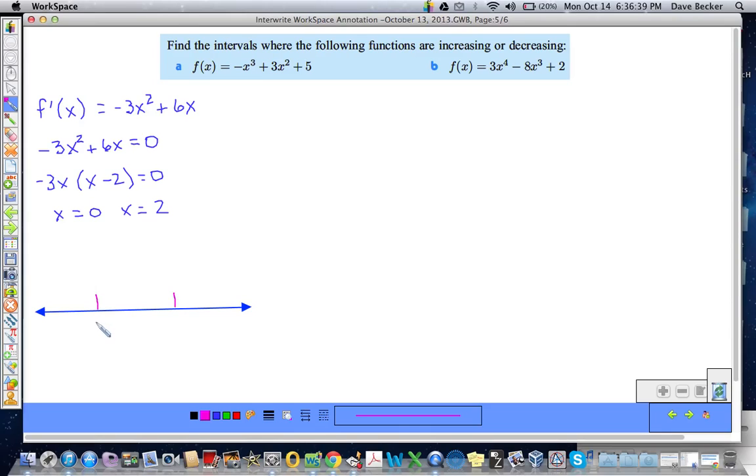So if there's going to be a change in increasing and decreasing, it will happen at x equal to 0 and x equal to 2. Well, how can we tell? Well, this is sometimes referred to as the first derivative test. And the first derivative test can tell us where a function is increasing or decreasing.